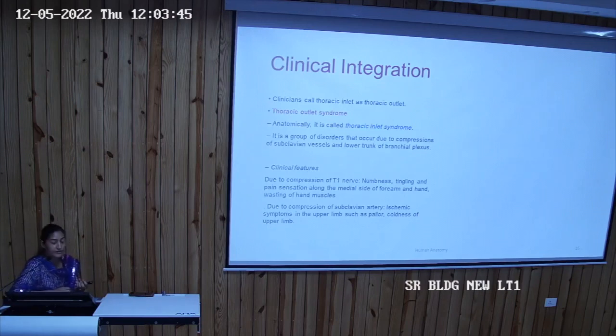Which nerves does T1 contribute to? So the numbness, tingling, and pain sensation along the medial side of the forearm and hand, and the wasting of hand muscles. Why wasting of hand muscles?